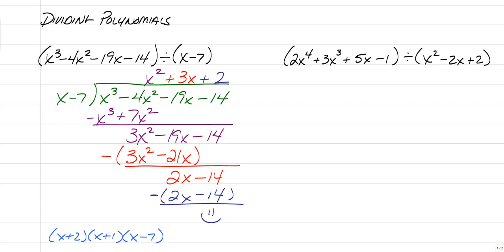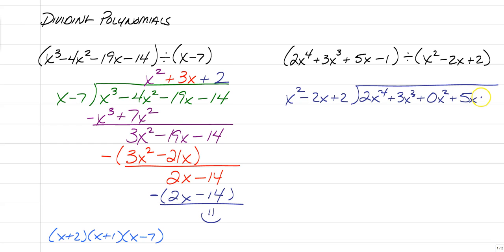So here is another example for you. What you're going to do is x squared minus 2x plus 2, and that's going to divide into 2x to the 4th power plus 3x cubed plus 0x squared plus 5x minus 1. So the whole purpose of this question, not only to give you more practice, you need to make sure you have placeholders. You are not allowed to skip. So you can't go from x to the 4th, x cubed, and skip over x squared to get 5x. You must have that placeholder.